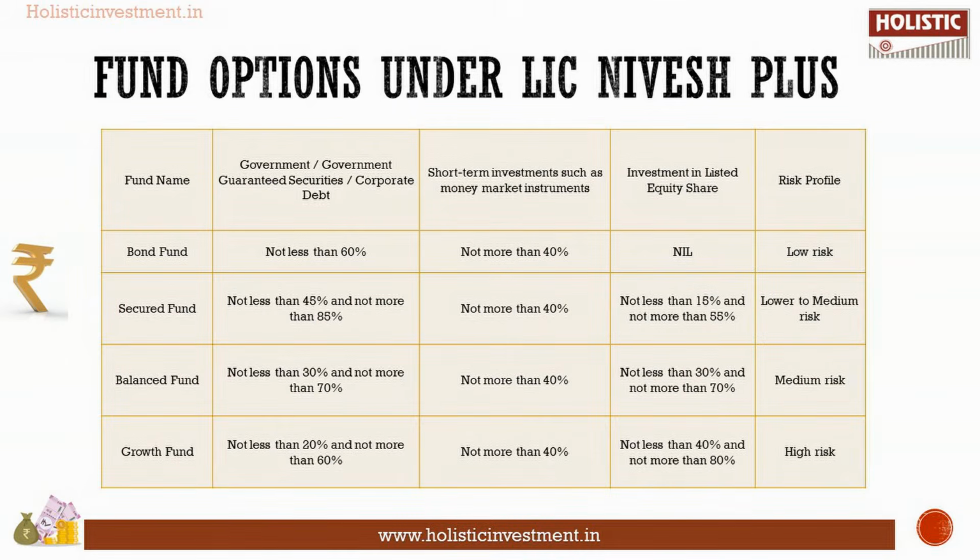Now we shall look at the funds available. The allocated premium will be utilized to buy units from the chosen fund by the policyholder out of the 4 fund options available. They are bond fund, secured fund, balanced fund, and growth fund. The table here depicts the various types of fund options and their investment patterns. The risk profile varies for each fund. You should make sure that your fund's risk profile matches your risk appetite.